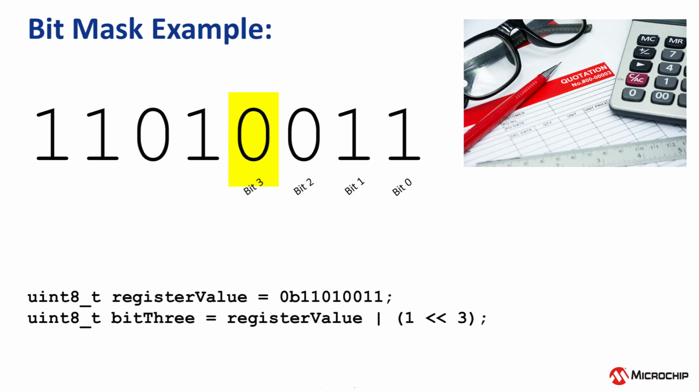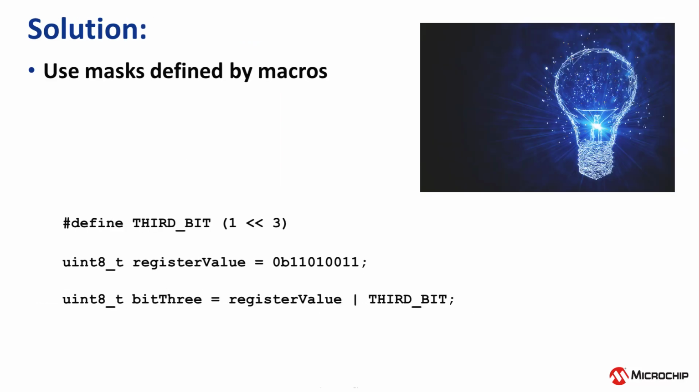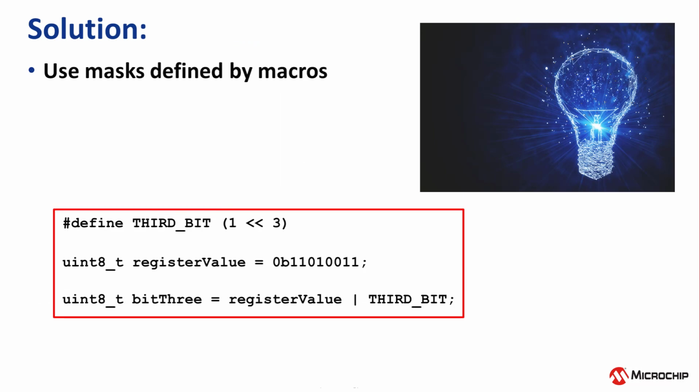But the problem there is that it's not always clear what the user is trying to do, and it can be more difficult to debug as it requires very careful perusal of the datasheet while coding and debugging to prevent and find errors. The solution to this is using masks defined by macros, which result in code that is much more human readable.